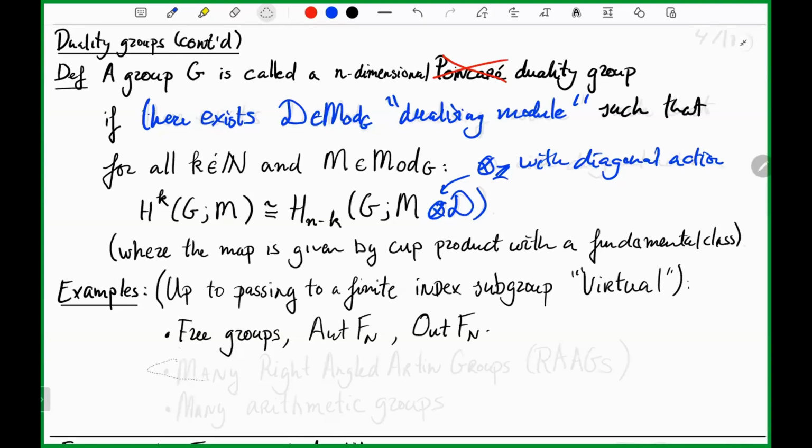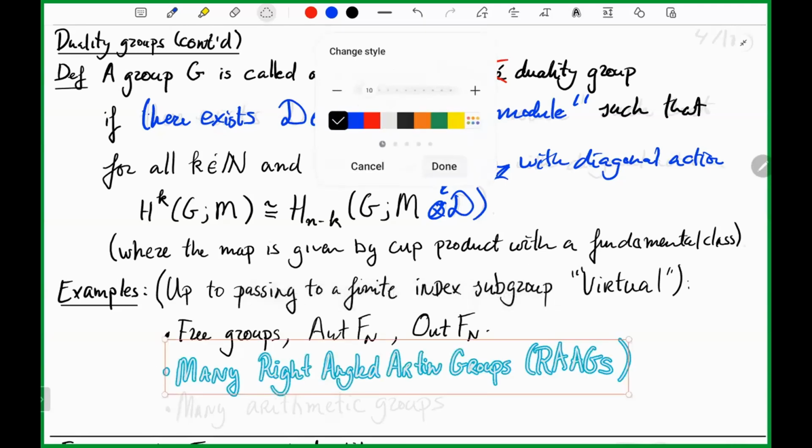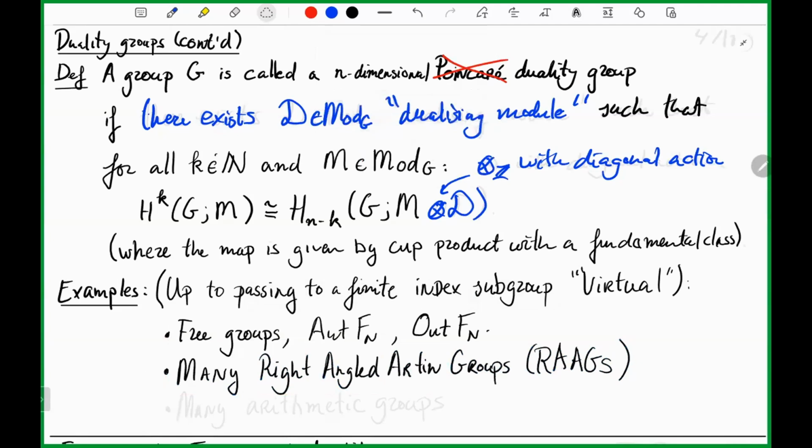And then there's a nice paper by Brady and Meier that shows that many right-angled Artin groups are duality groups, and you can even read it off. A right-angled Artin group is something that you define using a graph. You can read off from the graph whether your group is going to be duality, with some computational work.